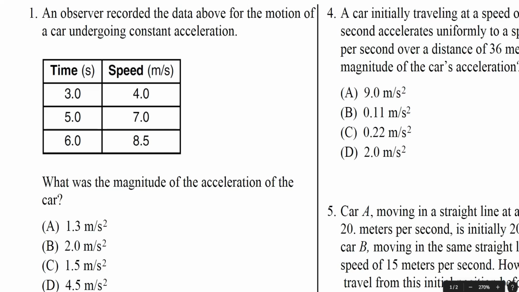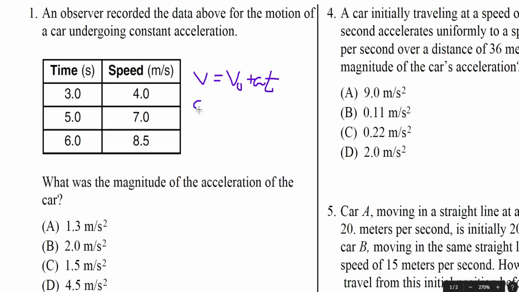All right, so we have an object that is experiencing constant acceleration. They want us to figure out what that constant acceleration is. What we're gonna end up doing is essentially looking at the change in velocity in a certain amount of time. So what we're gonna do is pick 2 points. Doesn't really matter which ones.